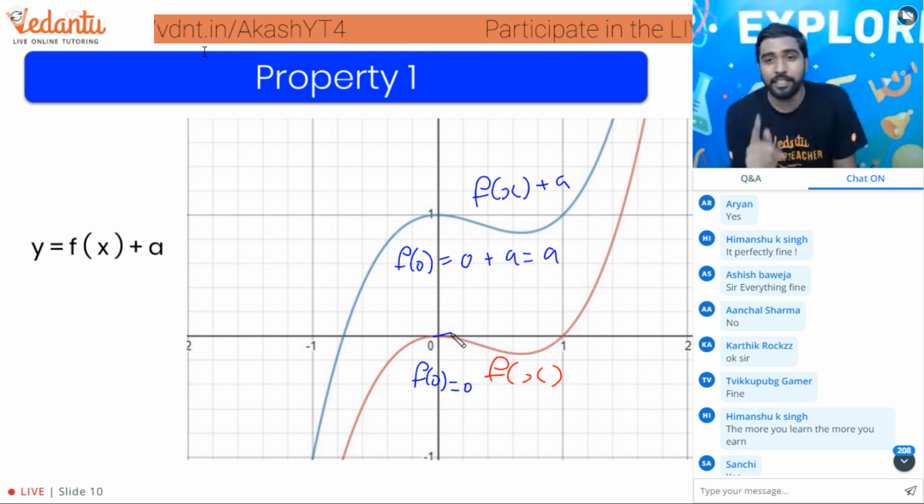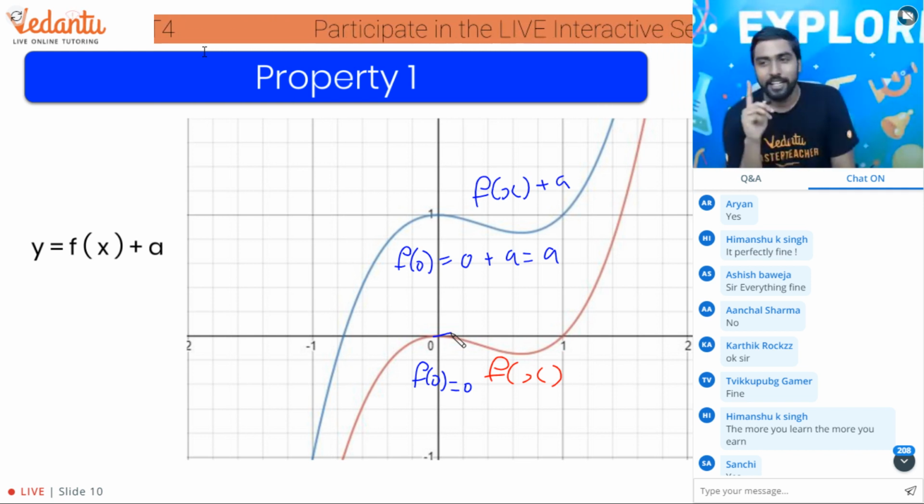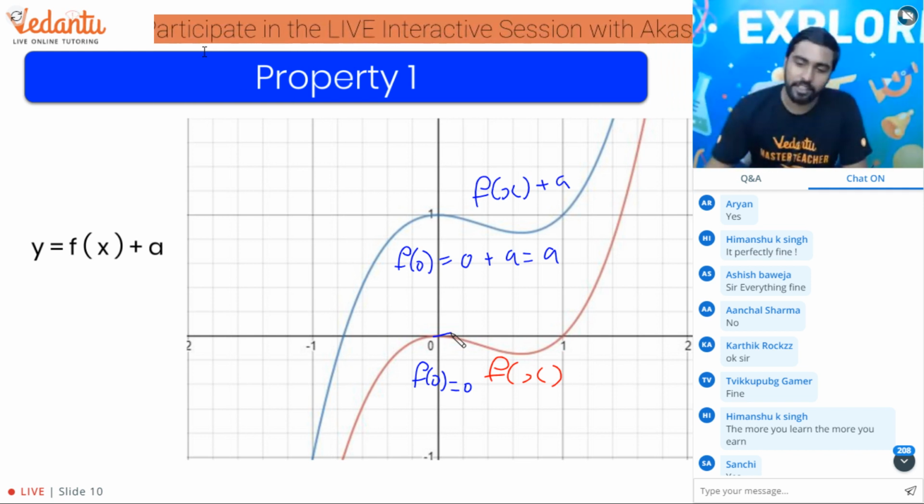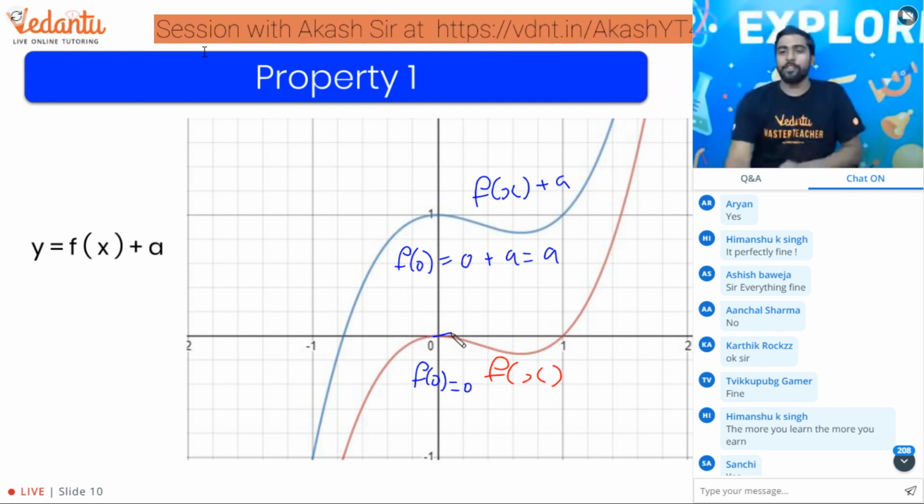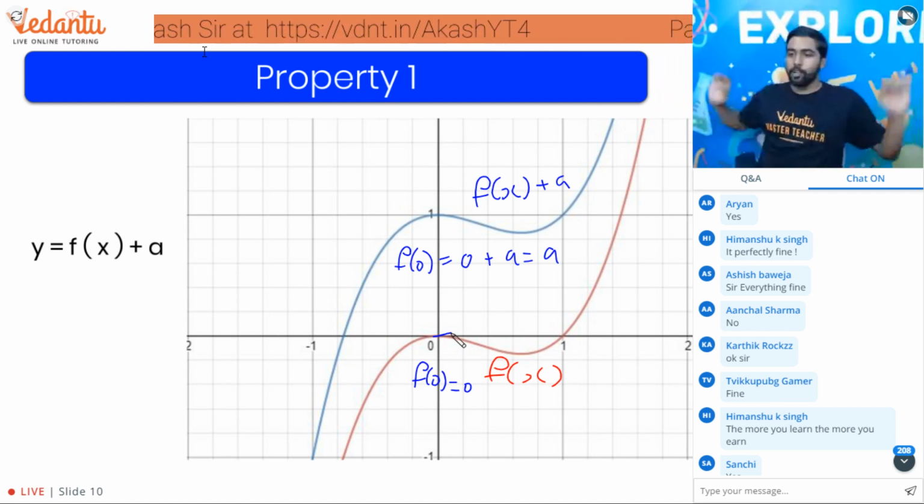Now remember this one. Yes, the correct answer is option A. Think about this and try to solve this one. I'm giving you 1 minute for this one. It's similar to what we have checked right now.